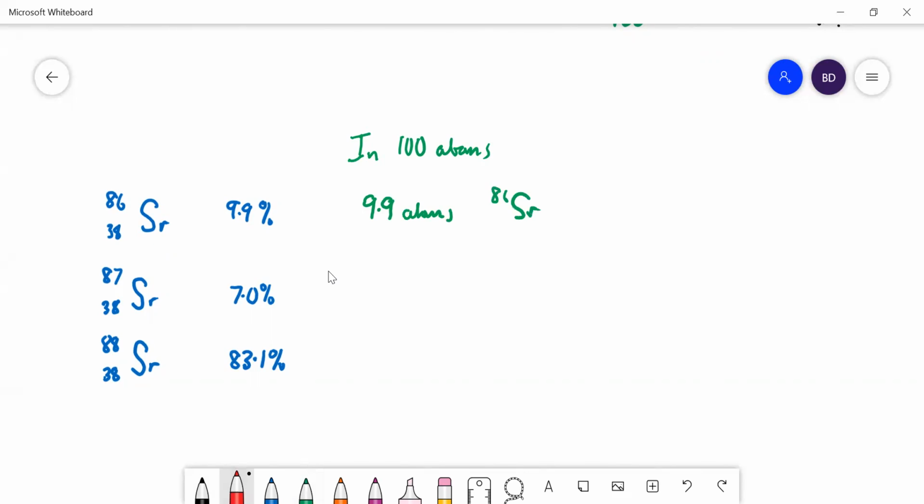Strontium, what's the mass of that going to be? It's going to be 9.9 multiplied by 86, which is equal to 851.4. Do the same for this one. We're going to have 7 atoms there, and we don't have to worry about a decimal with that one, of the 87. So that is going to be 7 times 87, which is equal to 609.0.